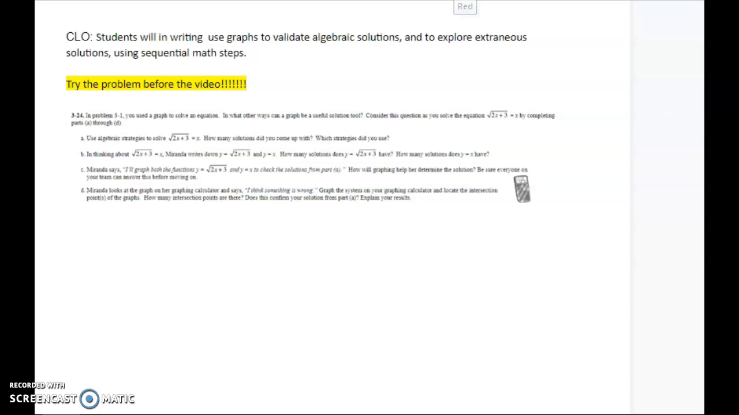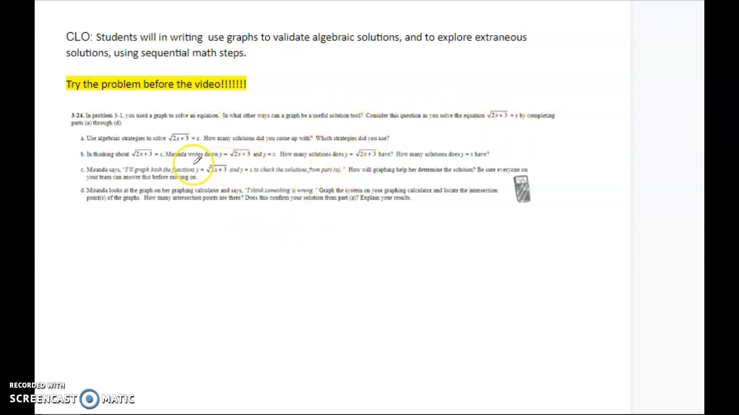So in this case, we're going to mix those two things together a little bit. So let me show you some information on this problem first. All right, so obviously we didn't do this problem. You actually did, you just didn't do it in this form, but that's okay. And so consider the question as you solve the equation, the square root of 2x plus 3 equals x, by completing parts A through D.